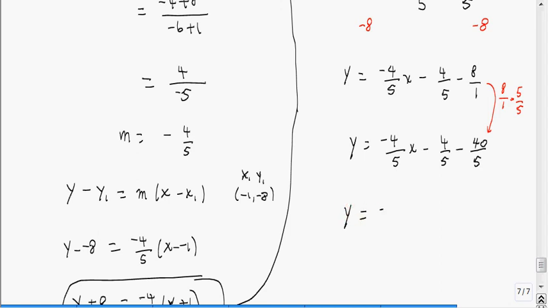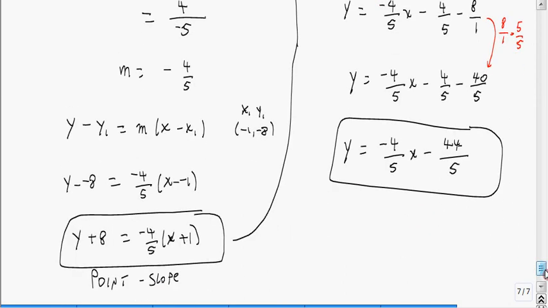So I'm going to get y is equal to negative 4/5 x. Negative 4/5 minus 40 over 5 is minus 44 over 5. And if you could simplify this fraction, then we would want to if there were some common factors, but it's in lowest terms. So this is the slope-intercept form of the line. And so we have found, as they asked us to, both forms, point-slope form and the slope-intercept form.